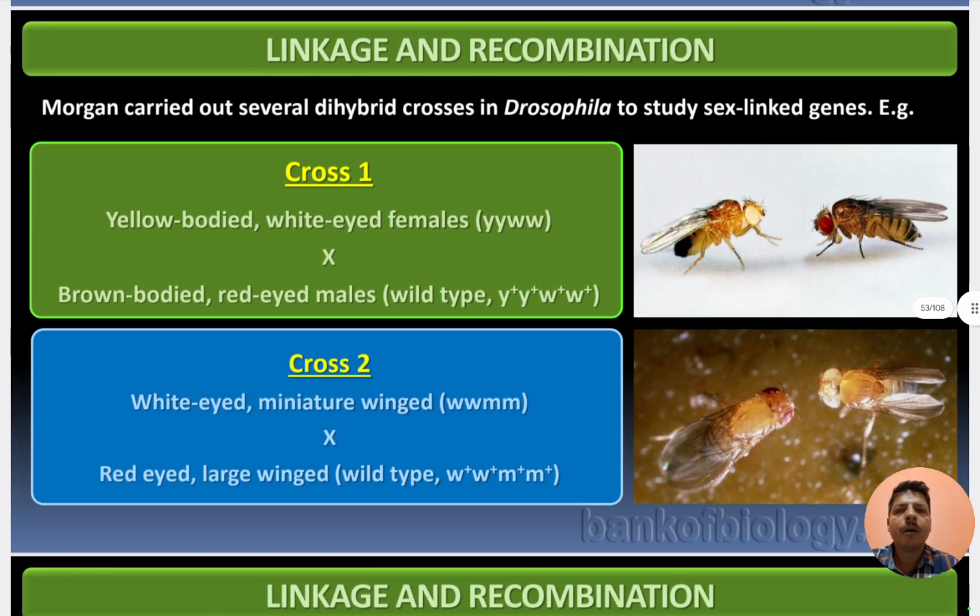Here, Morgan carried out several hybrid crosses in Drosophila to study the sex-linked genes. Example, cross 1: yellow-bodied, white-eyed female with brown-bodied, red-eyed male, wild type. Another cross: white-eyed, miniature-winged, and red-eyed, large-winged, wild type.